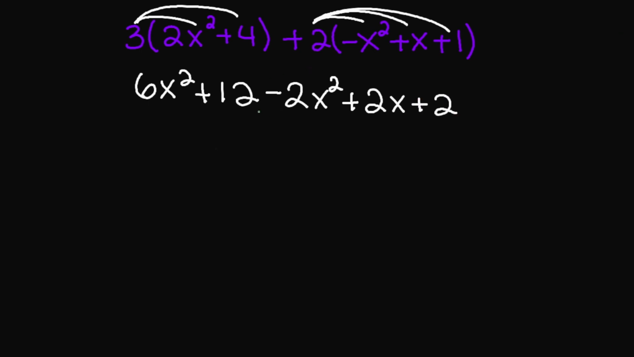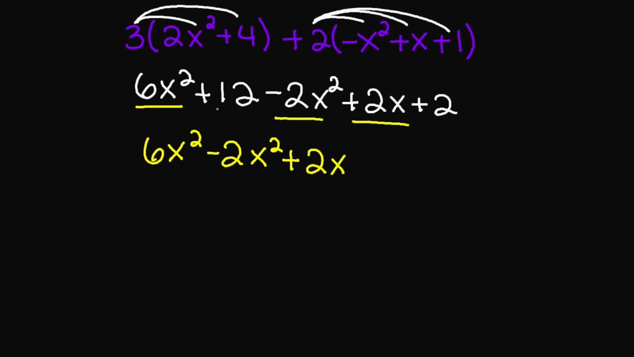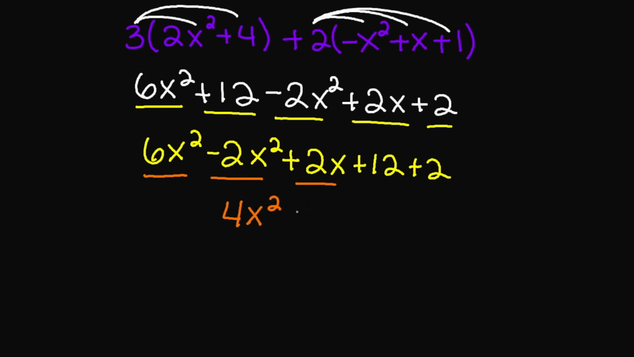Now we're going to sort this out and bring our like terms next to each other. So we have 6x squared and minus 2x squared. I'm going to write 6x squared minus 2x squared. And then we have next in line 2x here. So I'm going to write plus 2x. And then we have 12 plus 2. So I'm going to write plus 12 plus 2. Now I'm going to combine like terms. So we have 6x squared minus 2x squared, which is going to give us 4x squared. And then we have plus 2x, plus 12 plus 2, which is going to give us a positive 14. And this is your final answer.